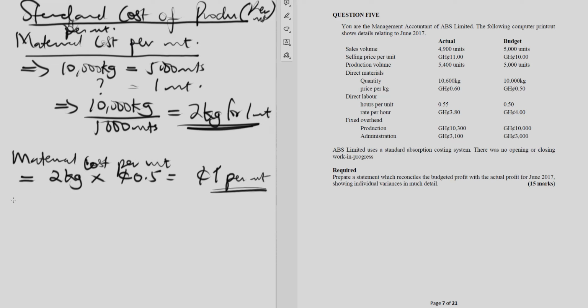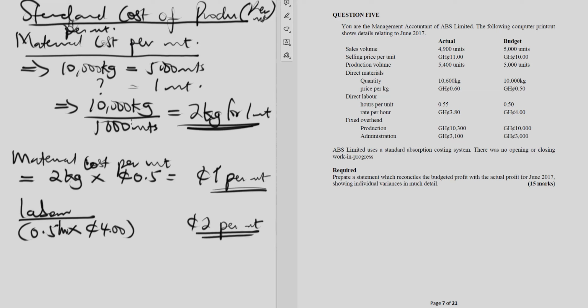When you come to labor, the quantity was already given per unit, right? They give hours per unit. So it's straightforward. You just have to say that labor is 0.5 hours by 4 cedis. We are expecting to charge 4 cedis for the service of labor. And that means labor will cost 2 cedis per unit standard, right? So this is the standard cost of labor. I got 2 cedis per unit.